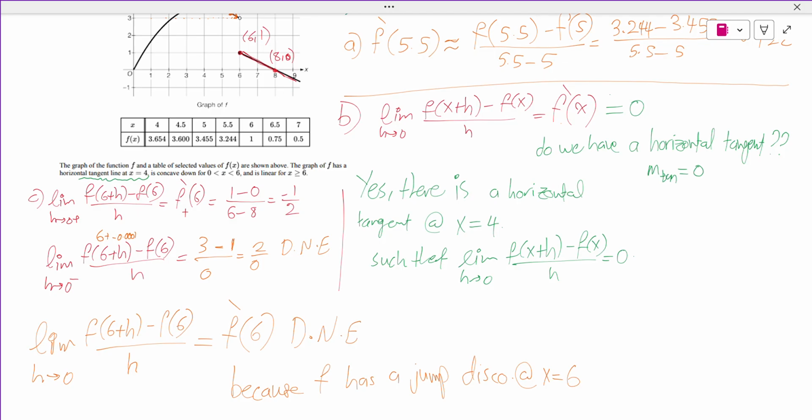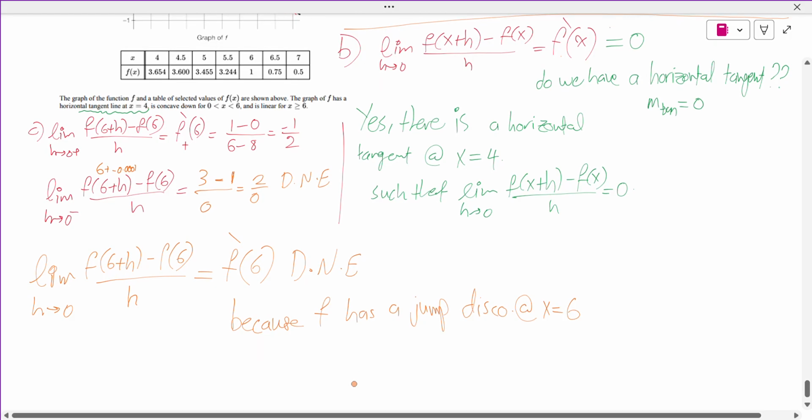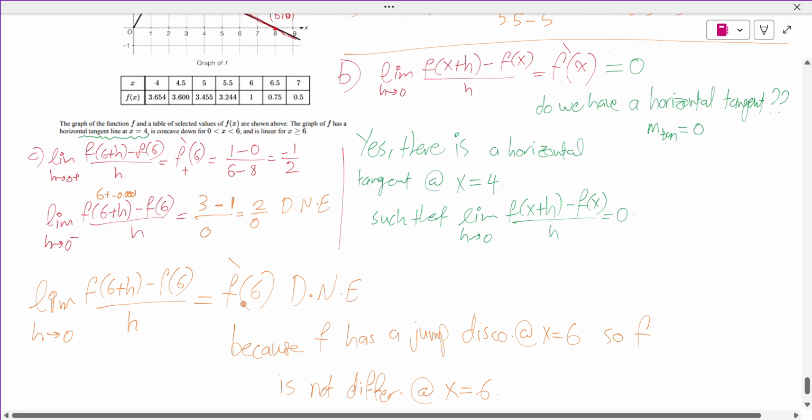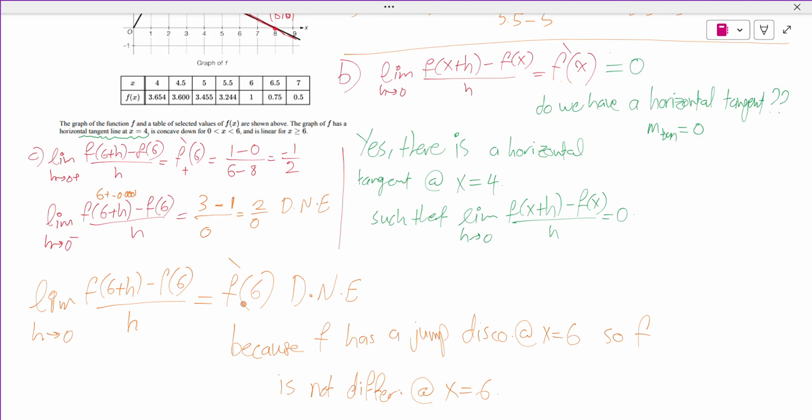What does that mean if it has a jump? That means f is not continuous and not differentiable. So f is not differentiable at x equals 6. Okay, there is another method. You can say that the left-sided derivative doesn't exist at 6. So the derivative at 6 doesn't exist. Or you can say there is a jump discontinuity at 6, so it's not differentiable.